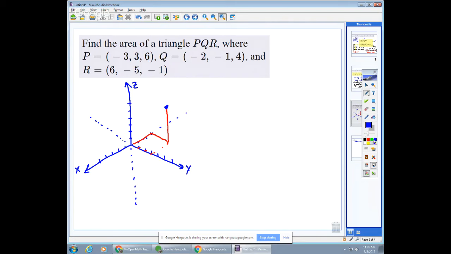Q, let's use a different color. How about green? Maybe -2. So 1, 2, -1 back that way, and then up 1, 2, 3, 4 units. I'm just kind of guessing, so there should be a point around there. And R, what am I going to use? Black maybe? 1, 2, 3, 4, 5, 6 for X, -5 for Y.